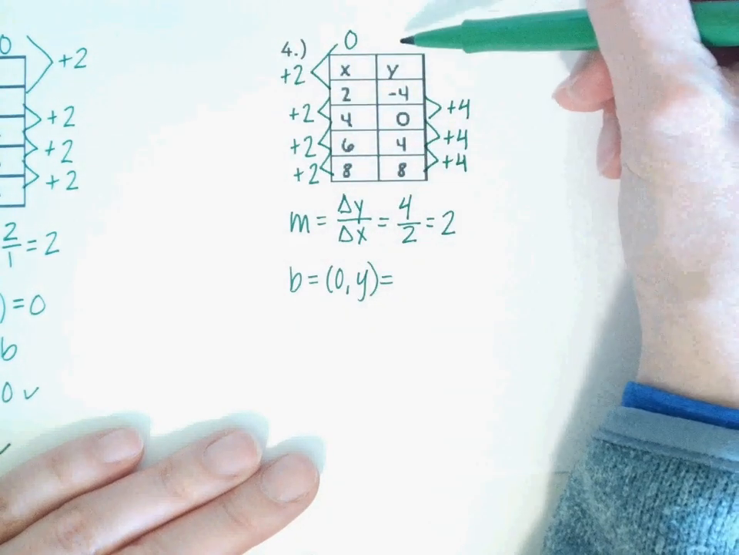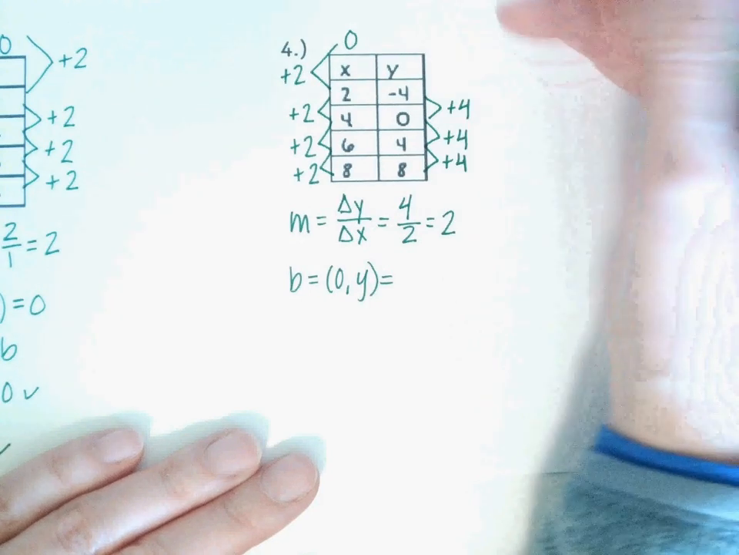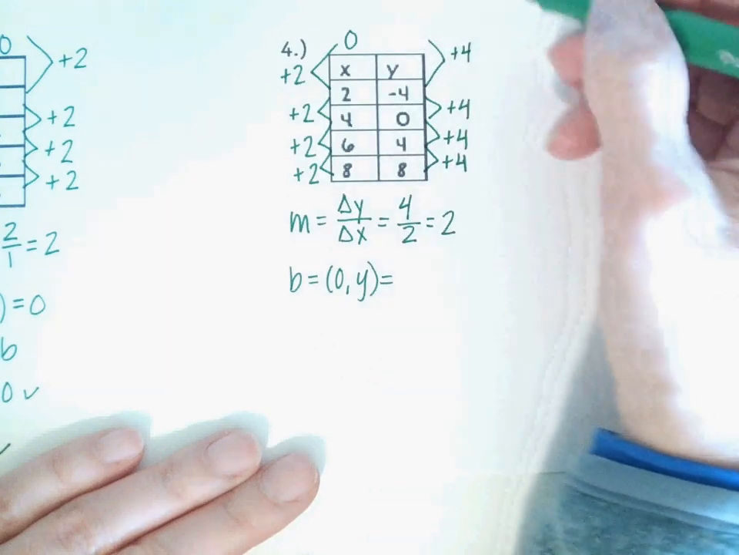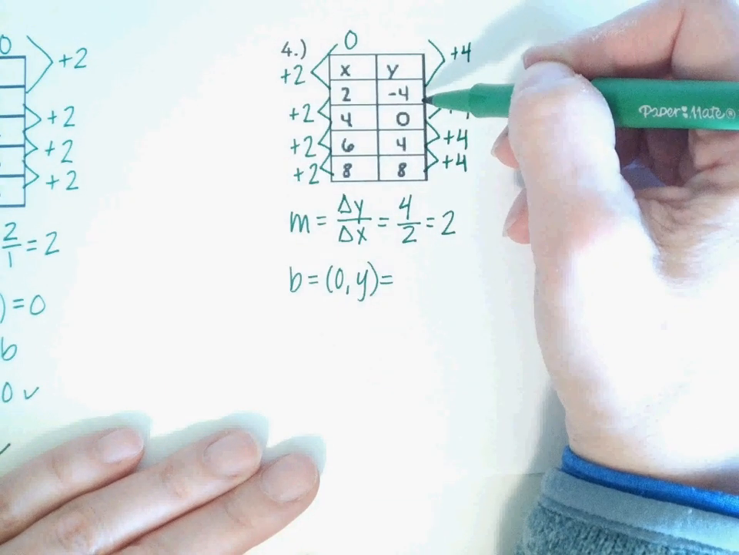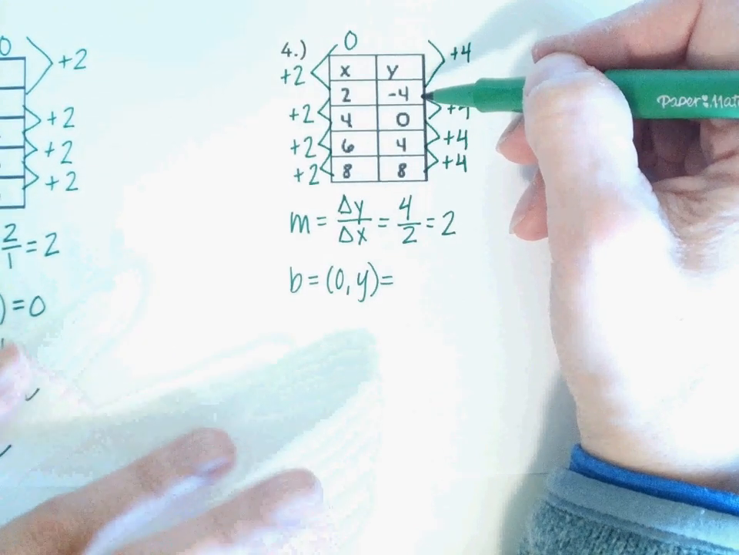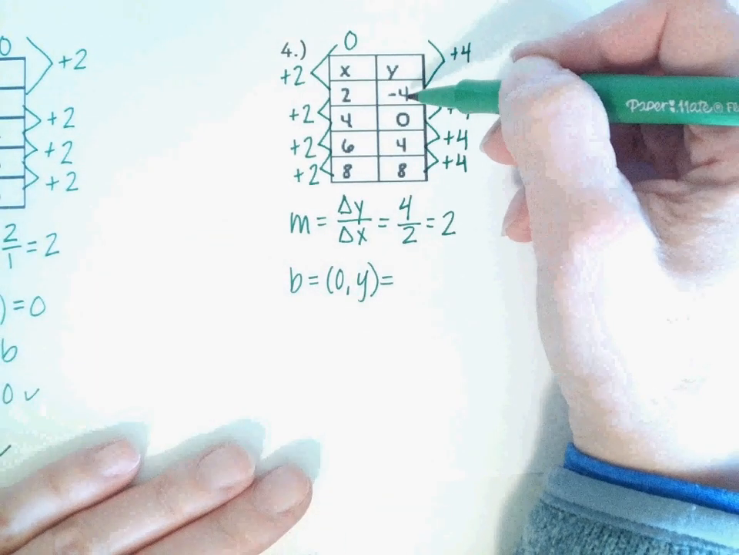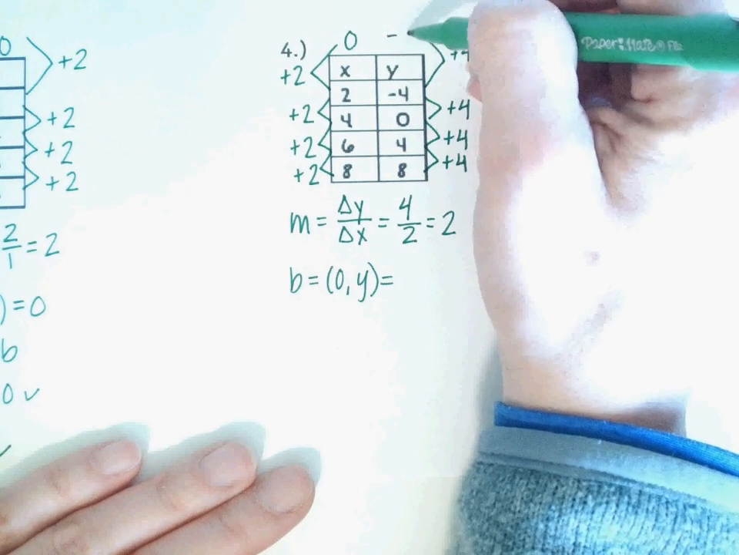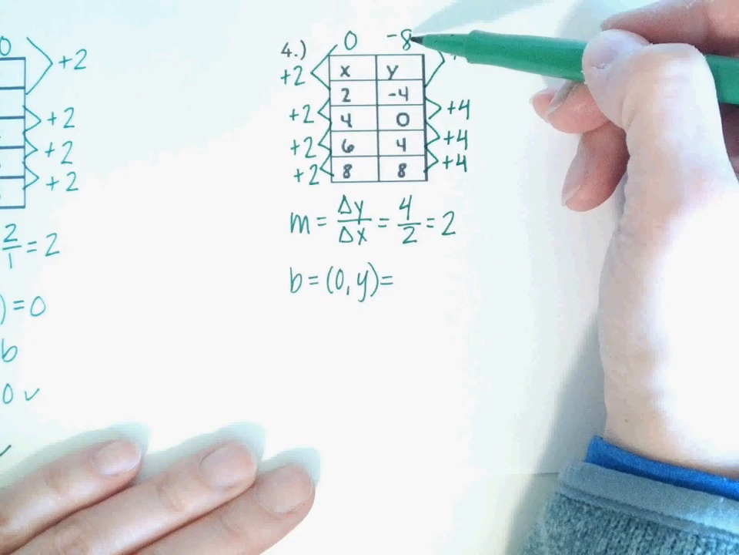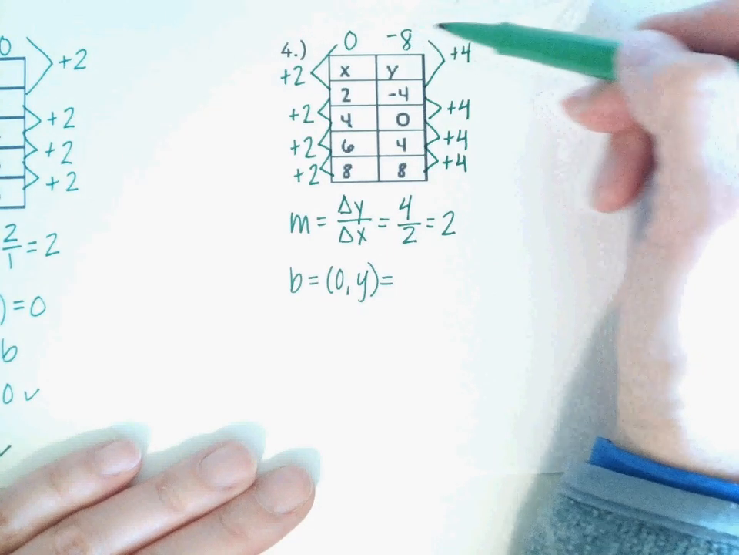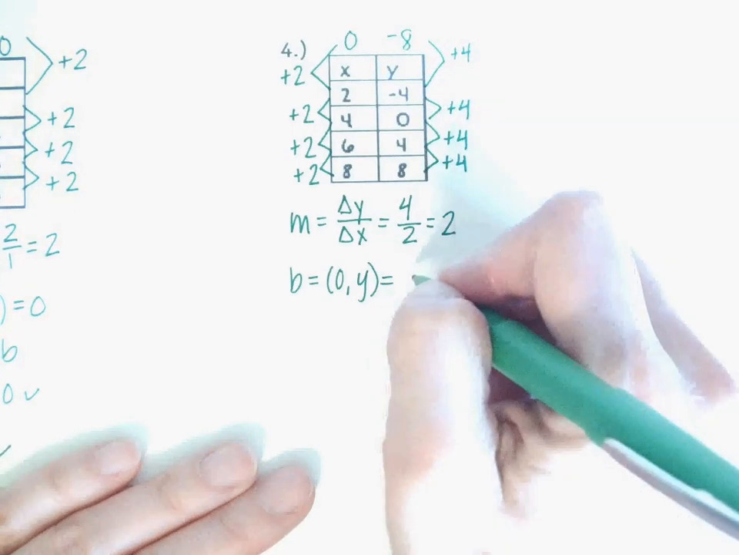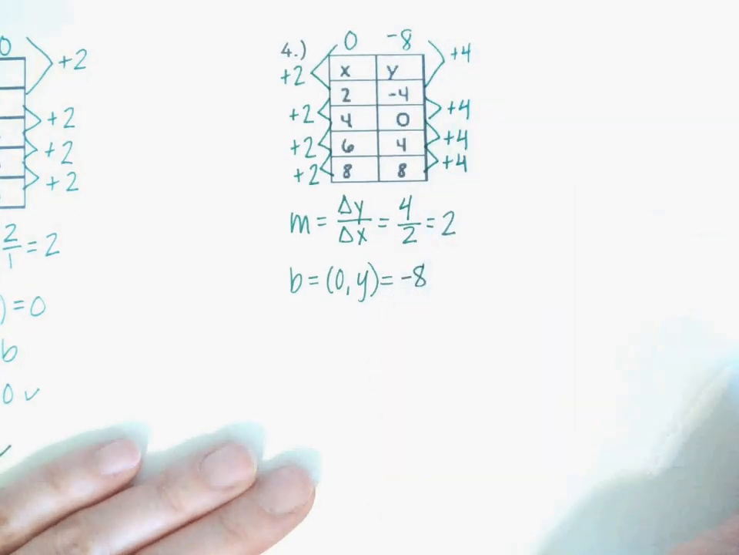So now I have to think about, what value am I going to have here? What value, when I add 4, gives me negative 4? Okay? So basically, I have to count backwards or subtract. Negative 4 minus 4 gives me negative 8. To check my answer real quick, I'm going to think about negative 8 plus 4. I do get negative 4. So my b is negative 8.